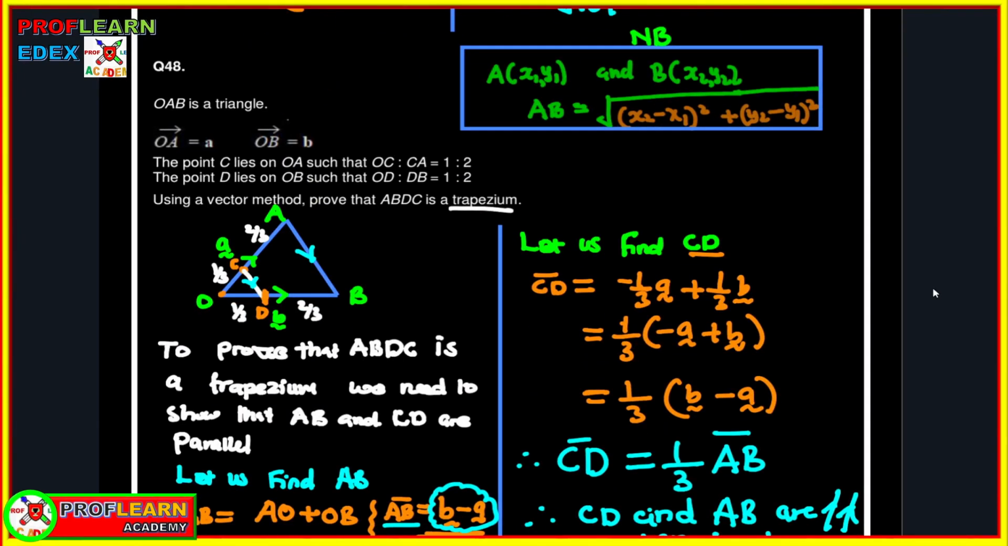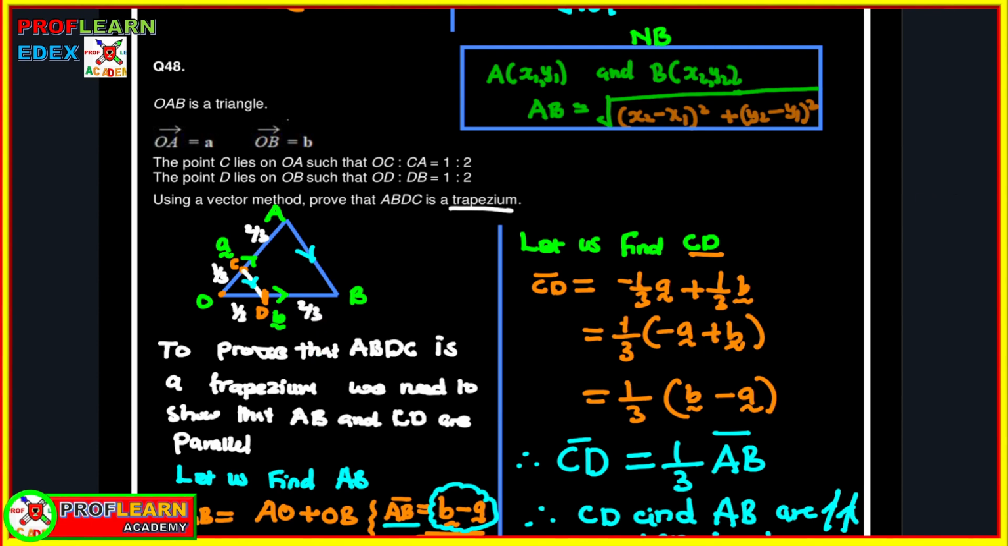Right, so the next question, 48, which is our last question, we are told OAB is a triangle. OA equals vector A, OB equals vector B. And then we're told that C lies on OA such that OC to CA is 1:2, and the point D lies on OB such that OD to DB is 1:2. Using vector method, prove that ABCD is a trapezium. And something you need to remember is that a trapezium has two parallel sides.